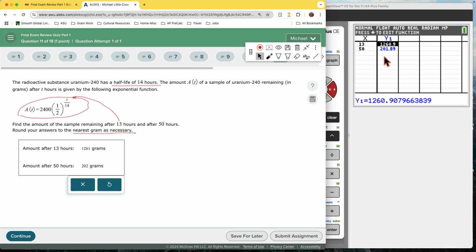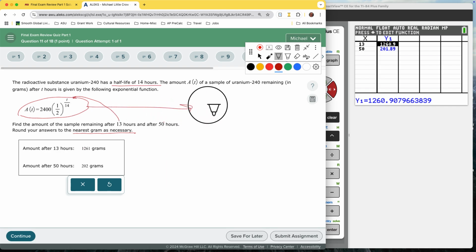Now, if you didn't have a graphing calculator, hopefully you've got a scientific calculator, because you're going to need something. What you're going to do is plug in A of 13, right? 2400, 1/2, or you could put in 0.5, either way. And then up here, you're going to go 13 divided by 14.